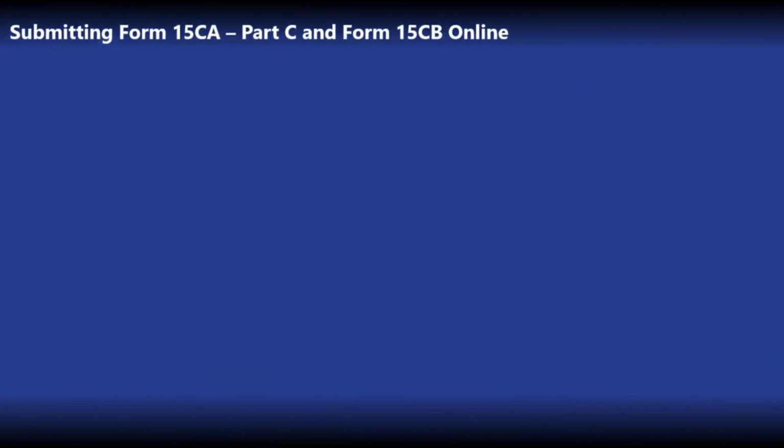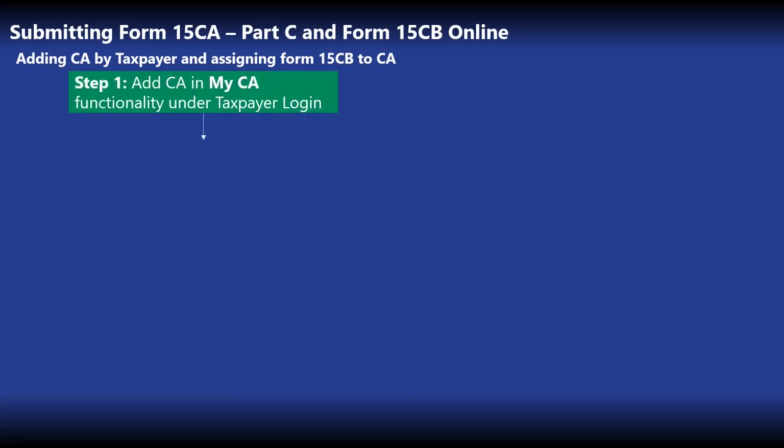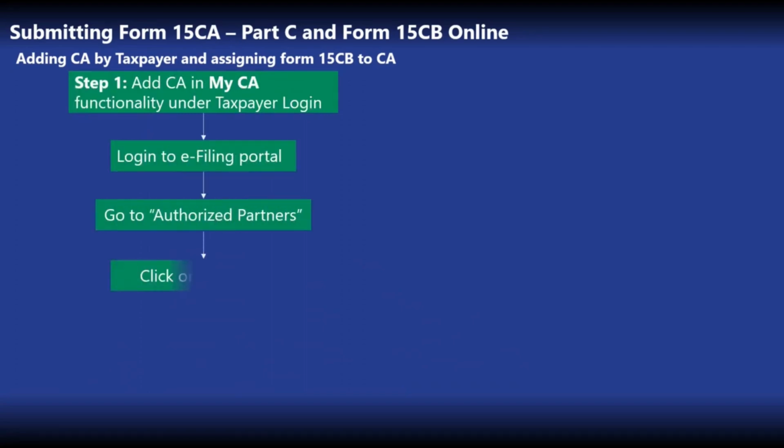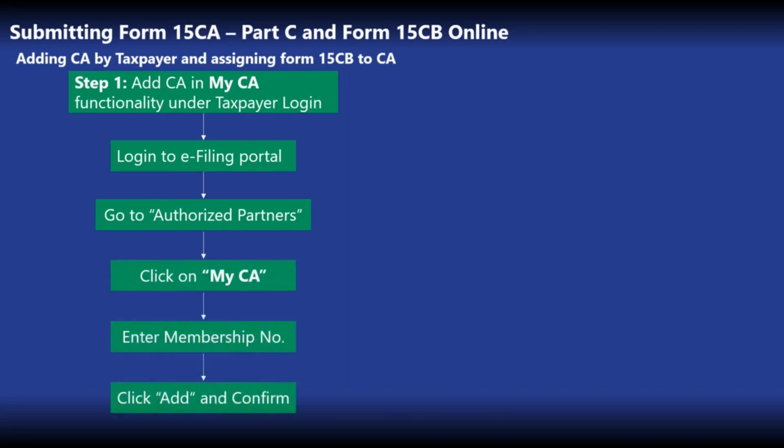In order to submit Form 15CB, the taxpayer has to first assign the Form 15CB to a chartered accountant. So first of all, the taxpayer will log into the online portal and go to the Authorize Partner tab. Click on My CA, add the details of the chartered accountant and click on the Confirm button.